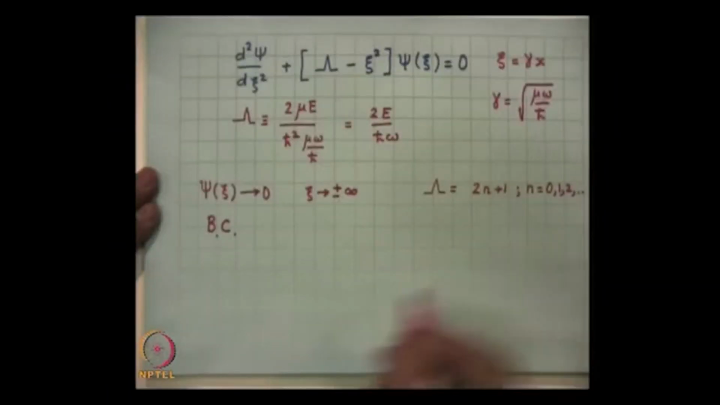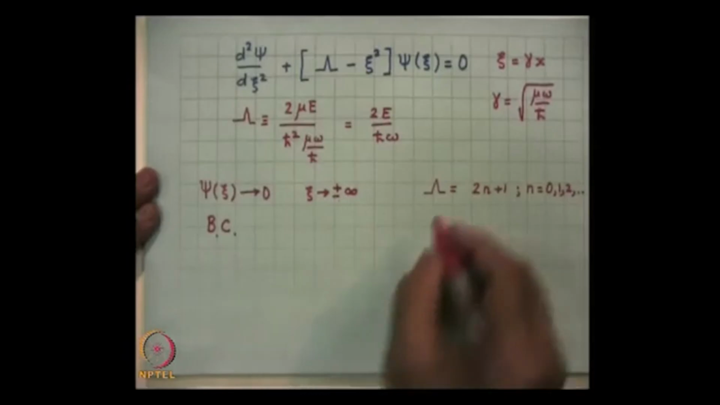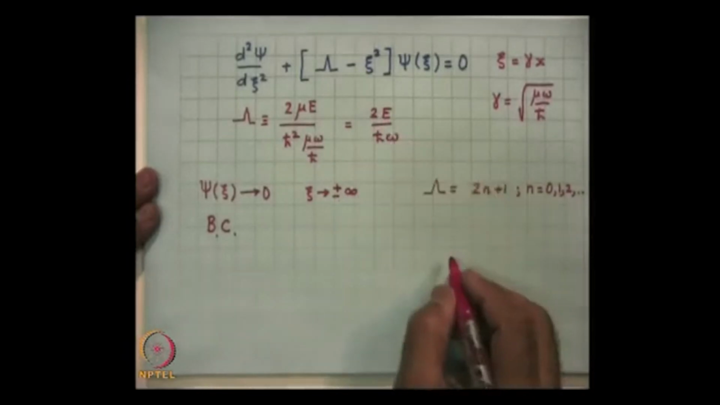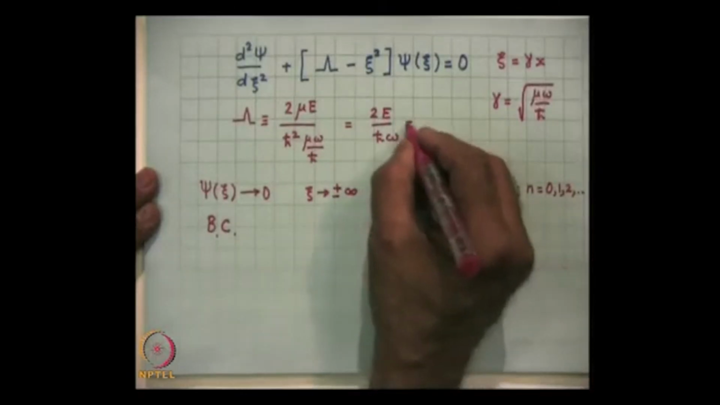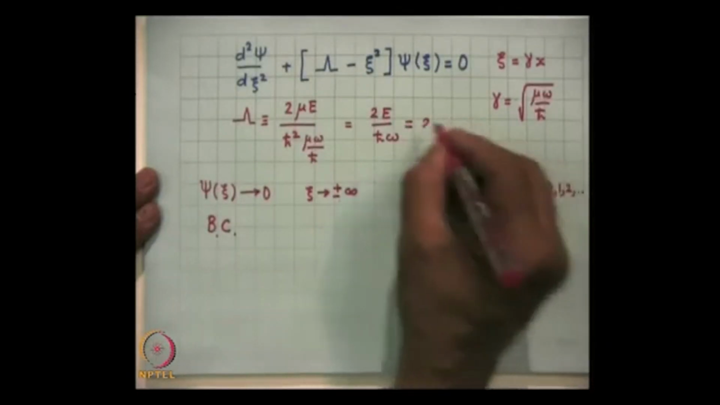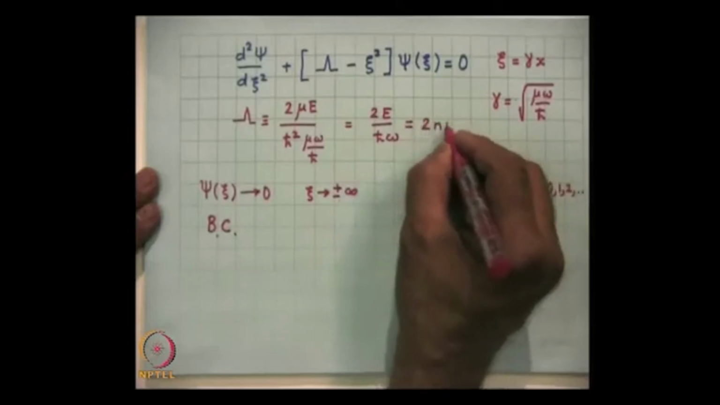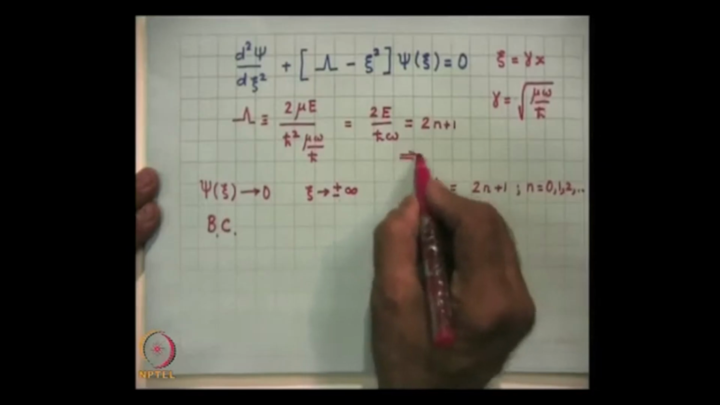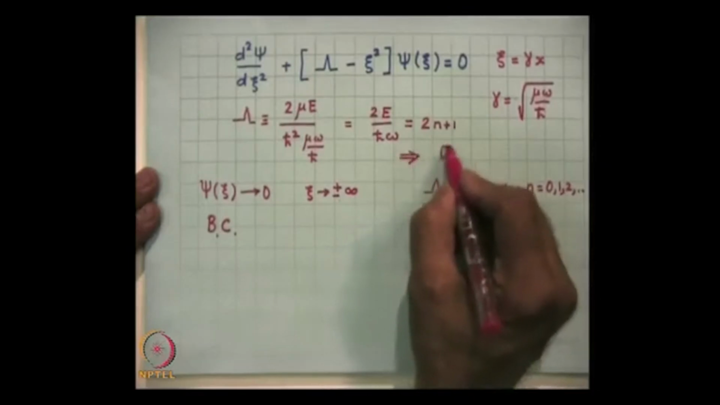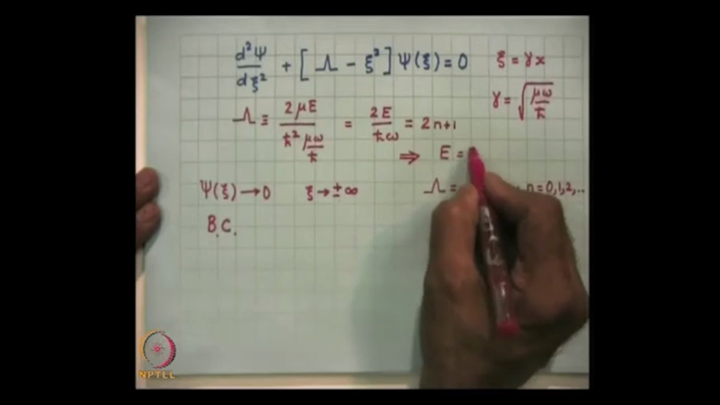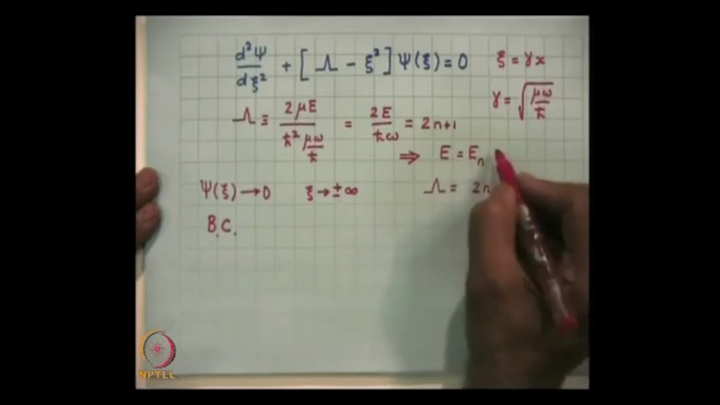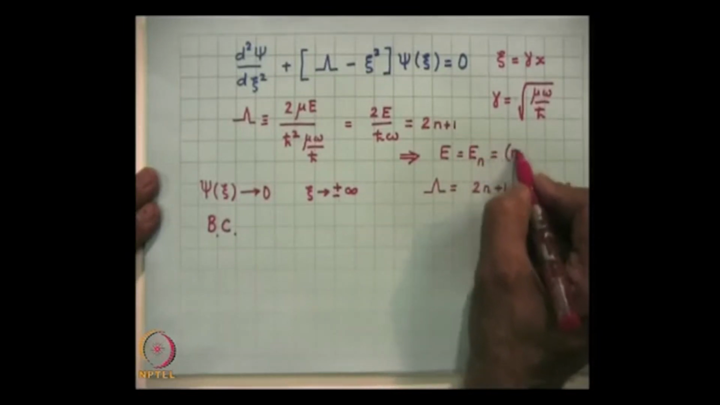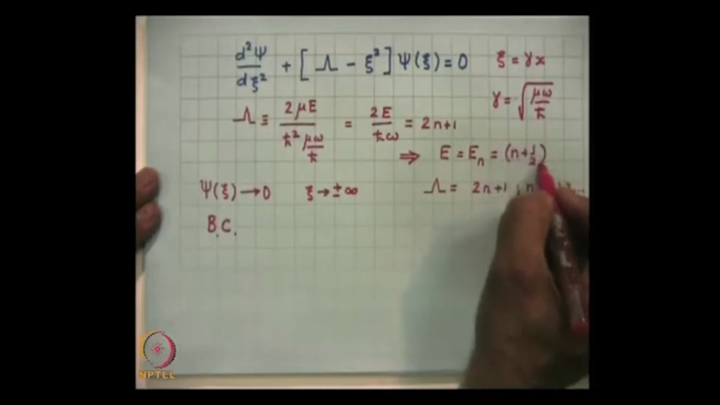So, therefore, these are the eigenvalues of the problem, and since lambda is equal to 2E by h cross omega, this quantity must be equal to 2n plus 1, and therefore, this gives us the important result that the energy eigenvalues are quantized. We will have E equal to E n, (n plus half) h cross omega.